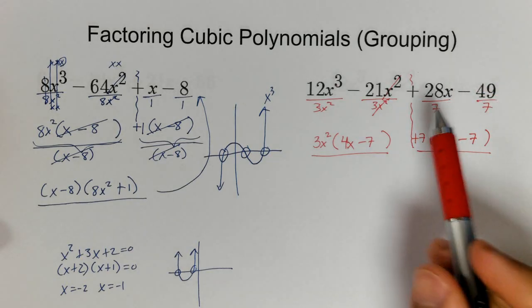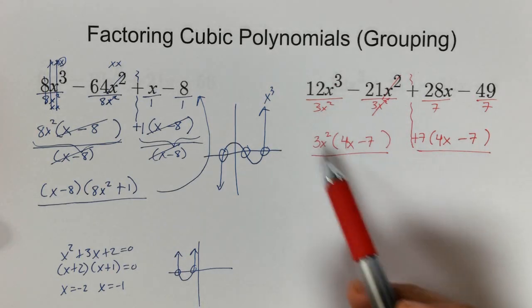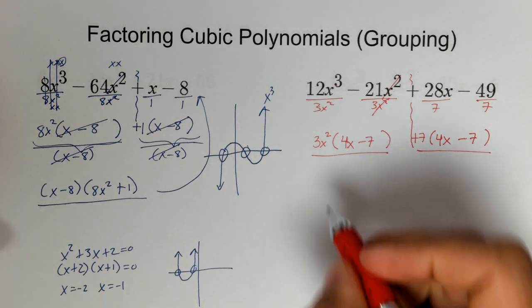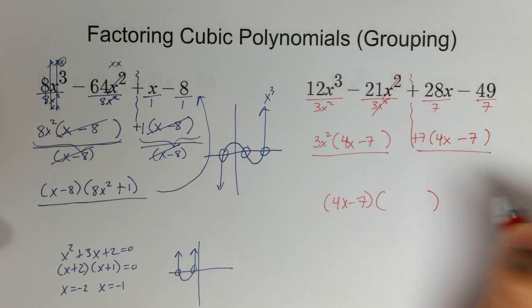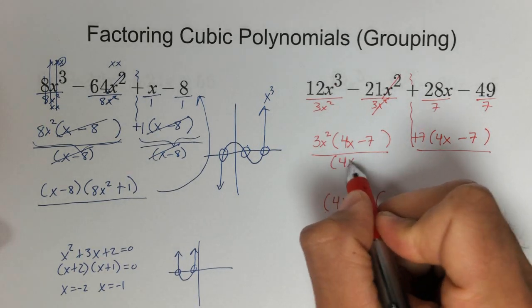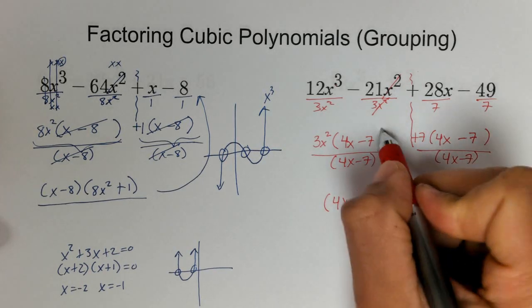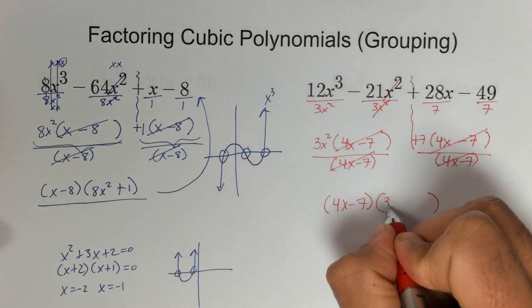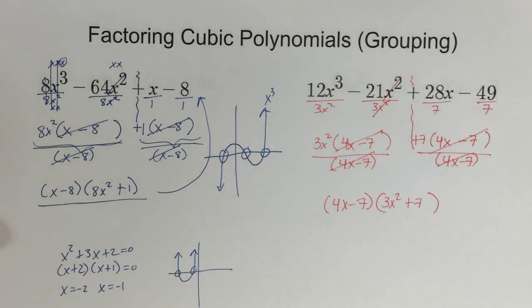Because this is the whole purpose of grouping, is that you can do it in 2 separate parts, and both parts, the left and the right, will share something in common. So the thing they have in common will be my first factor. I divide the left by the first greatest common factor, and I divide the right by the greatest common factor. And when I divide them, I'm left with 3x squared and positive 7. And these are my factors.